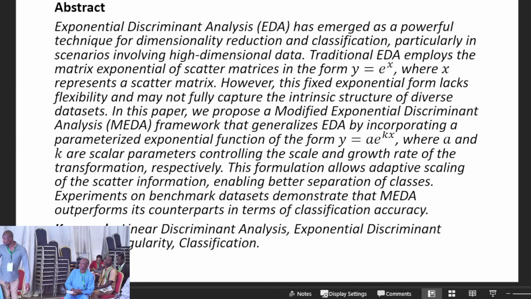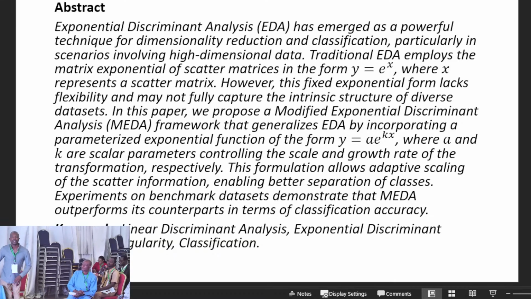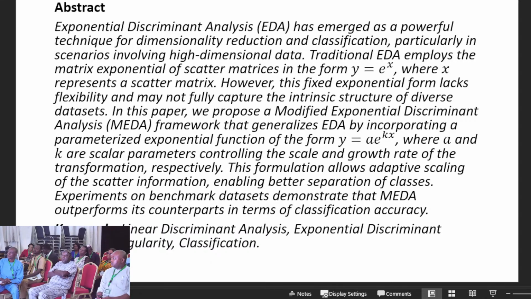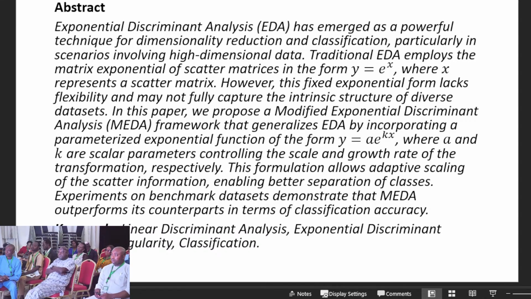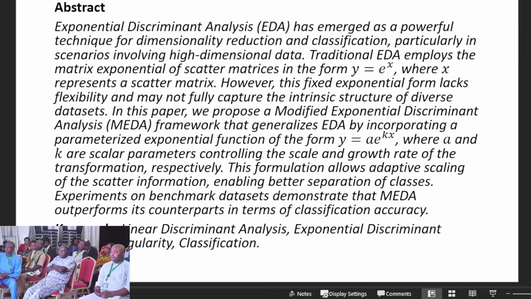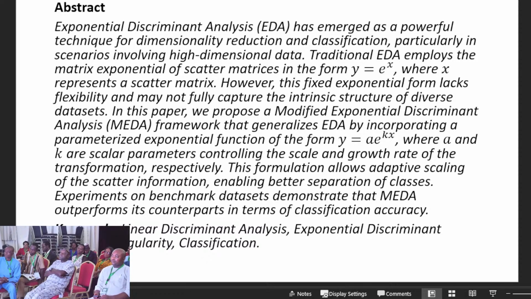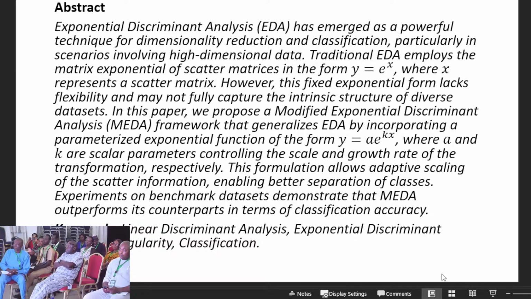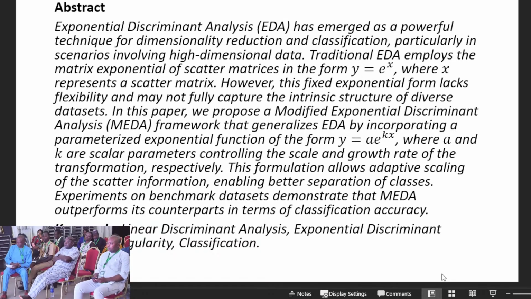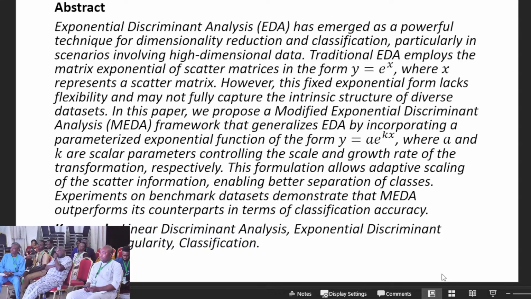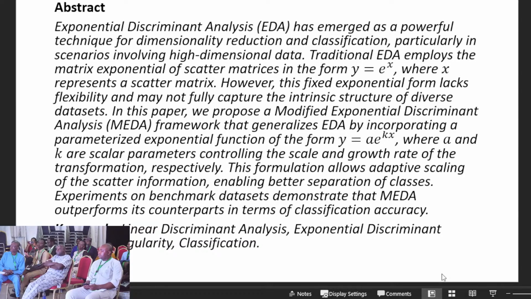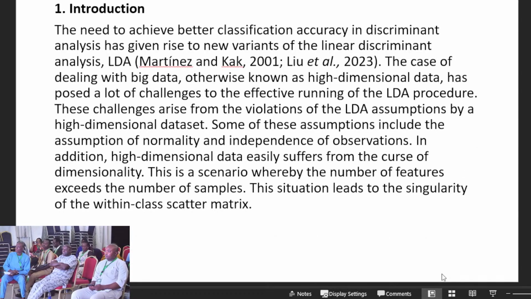And so what we did in our work is to employ the EDA and also to enhance the EDA via the introduction of parameters A and K that were not there. The original exponential function is just e to the power of x. The introduction of those parameters will enable us to control the exponential growth. By so doing, we intend to achieve better group separation, or better classification accuracy, which is the goal in classification.